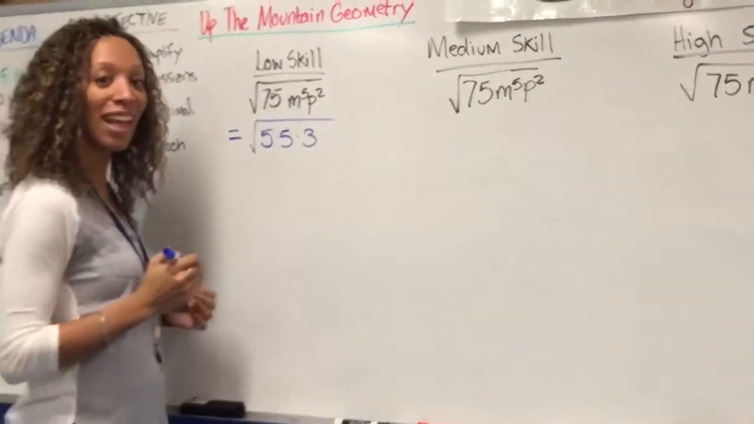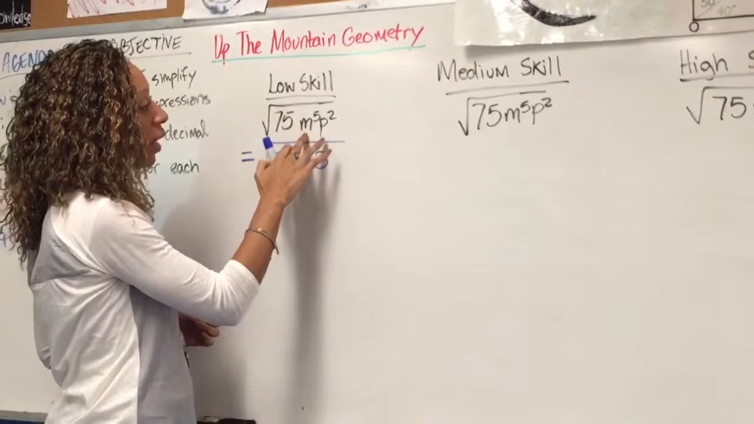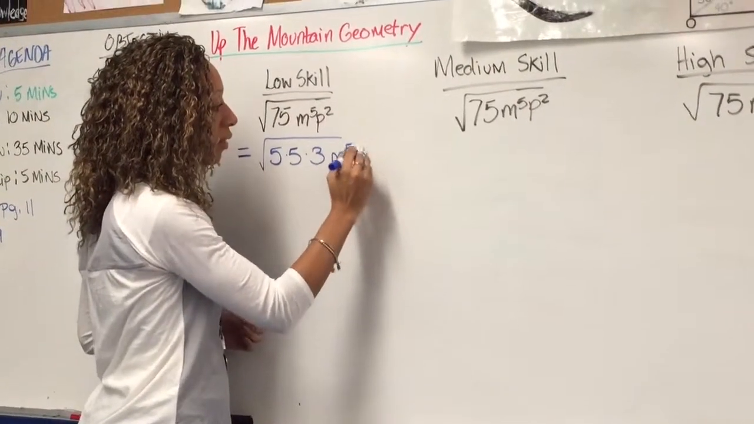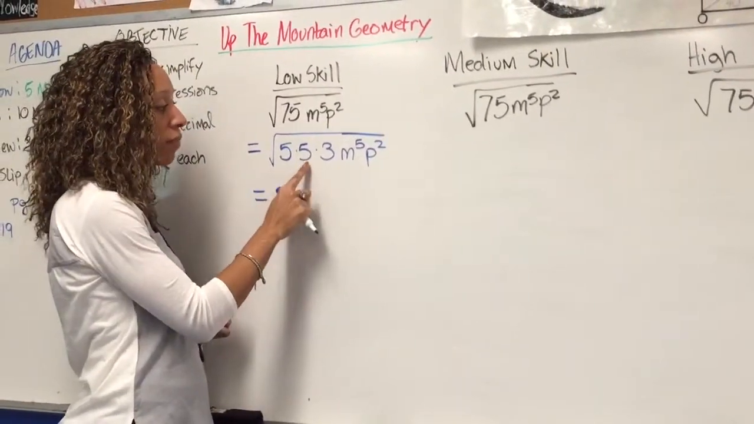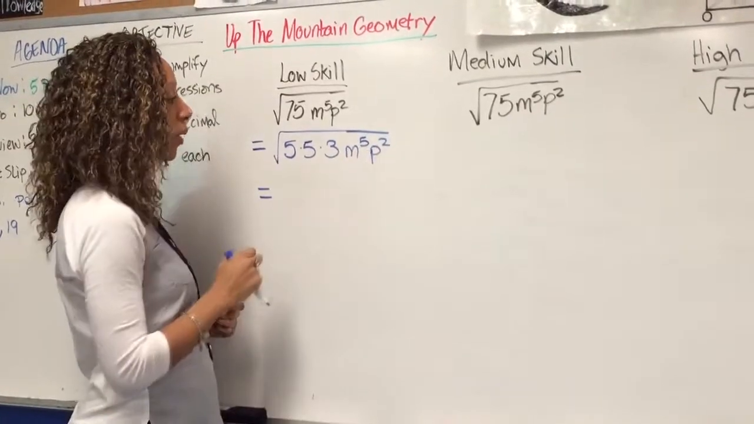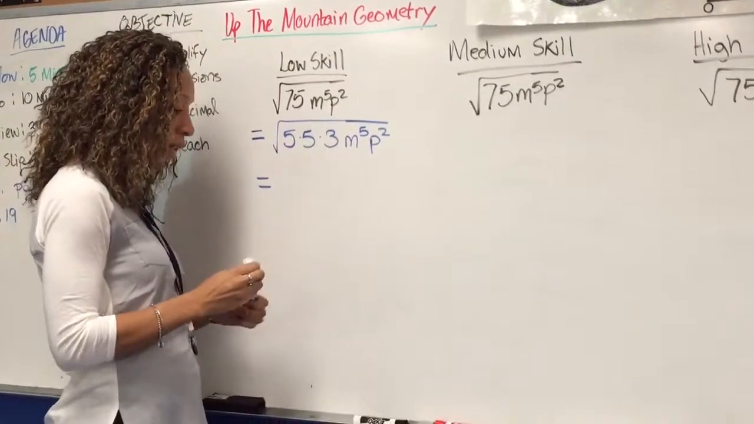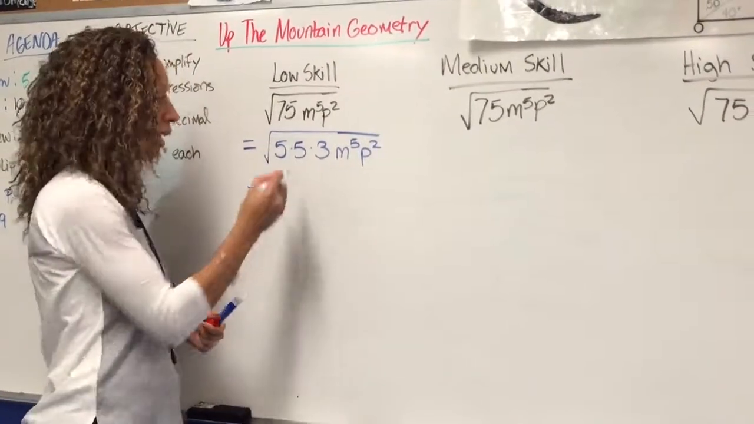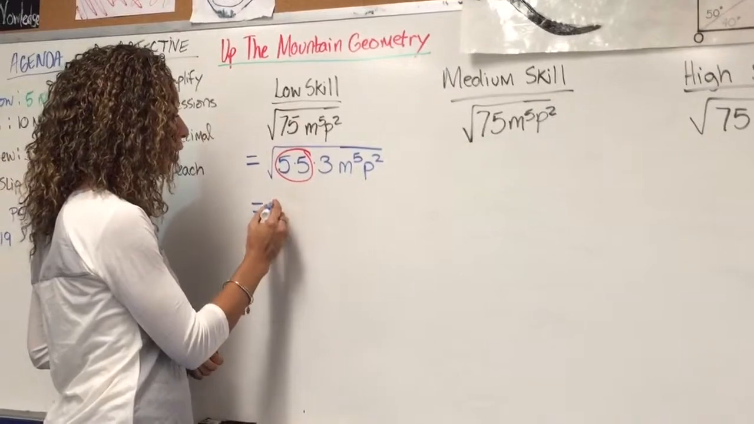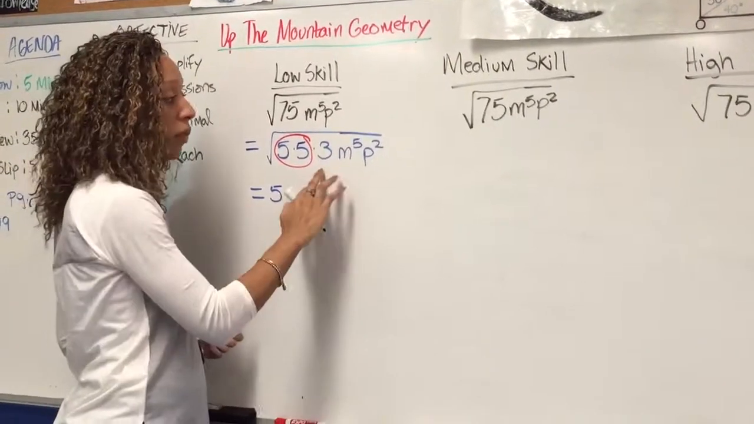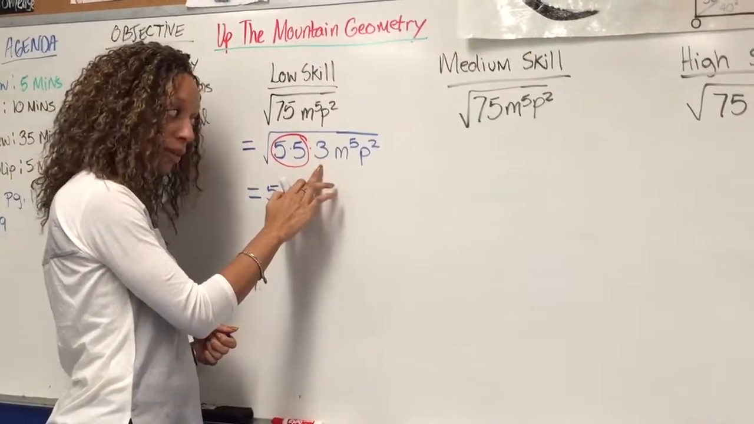I'm going to do 5 times 3. And then my variables, I will just rewrite those and worry about those later. So 5 times 3, m to the 5th p squared. Remember, this makes up 75. So what am I looking for? I'm looking for 2 of the same. And if you notice, I have 2 5s. So I will take one out. And now I can worry about the rest. If you notice, 3 is by itself, so this must stay under the radical, okay?